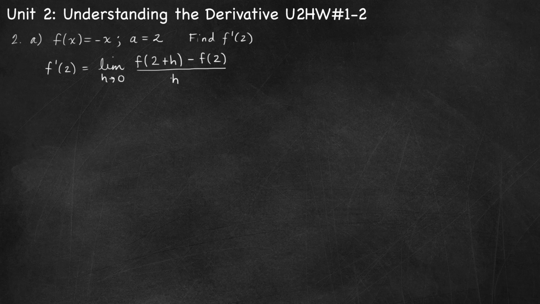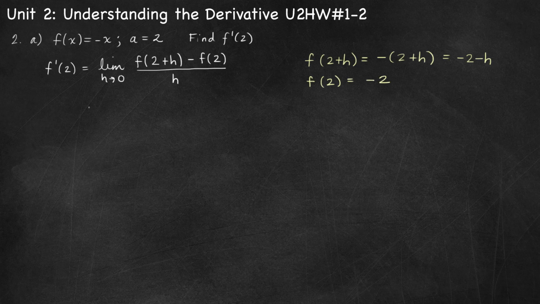So we need to find an expression for f of 2 plus h, and we need to evaluate f of 2. So I'm just going to do that as side work over here. So f of 2 plus h means in function f, use 2 plus h as the input. So replace the x's with 2 plus h. So it's just negative (2 plus h). And if we simplify that, we get -2 minus h. We're also going to need f of 2. So f of 2 means go to function f and make the input 2. So replace all the x's with 2, and that would just be -2.